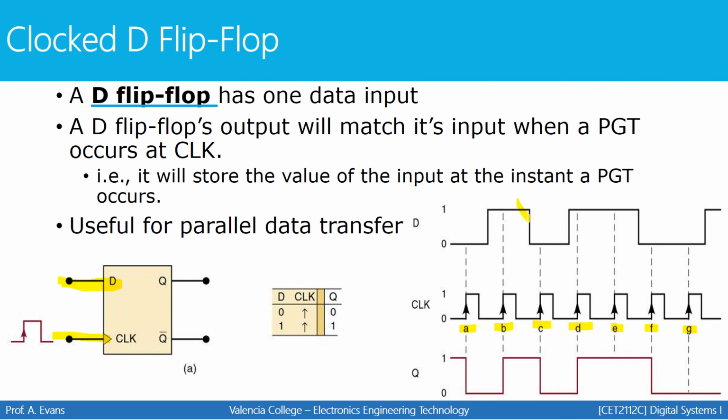Again, we don't care what's happening in between positive transitions. This transition right here doesn't do anything. The only thing that matters is what D is at the point that the clock makes a transition. That's the only thing that matters.